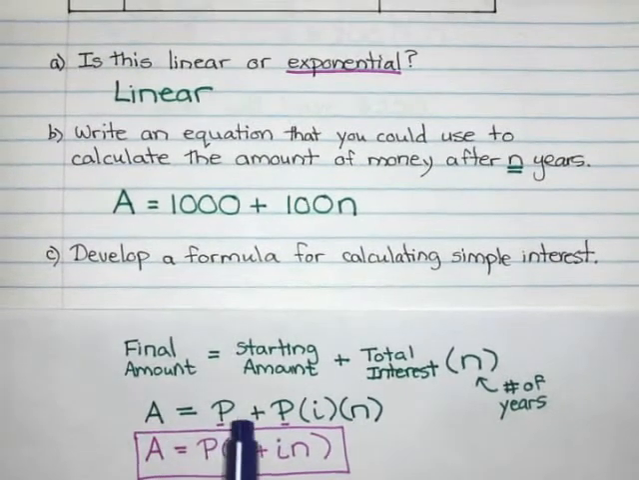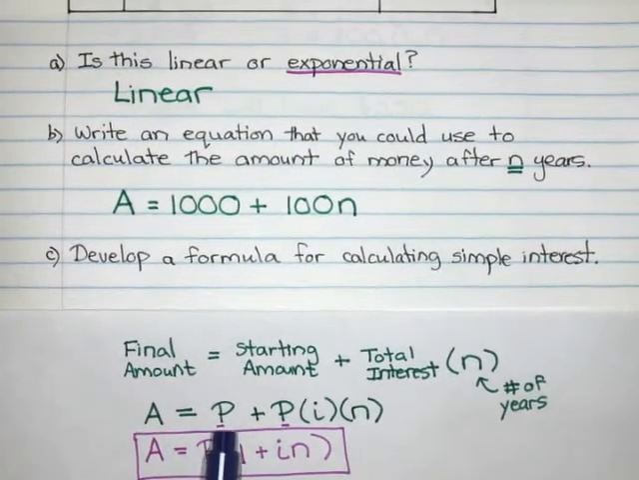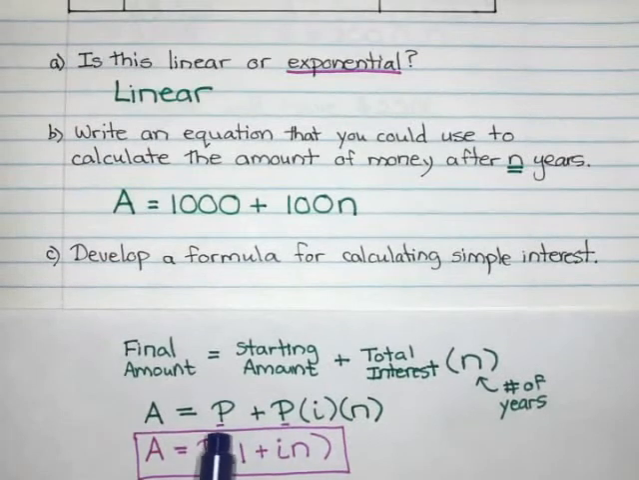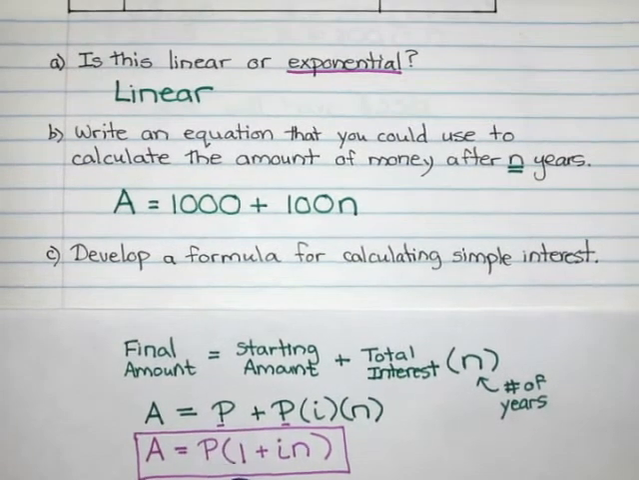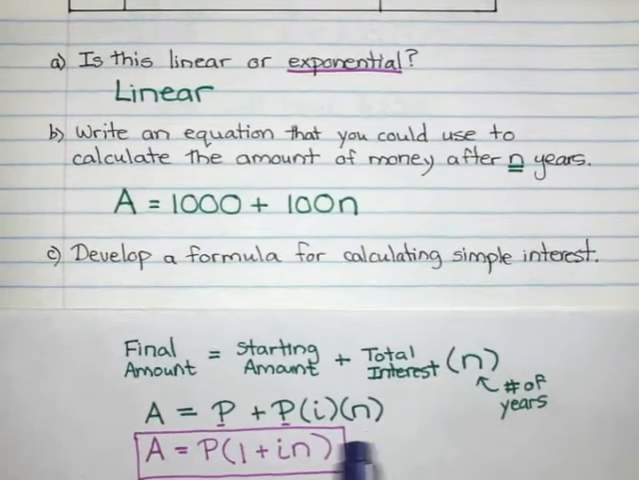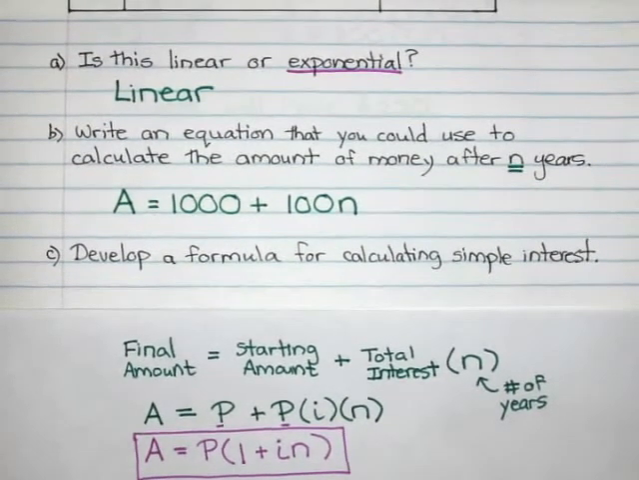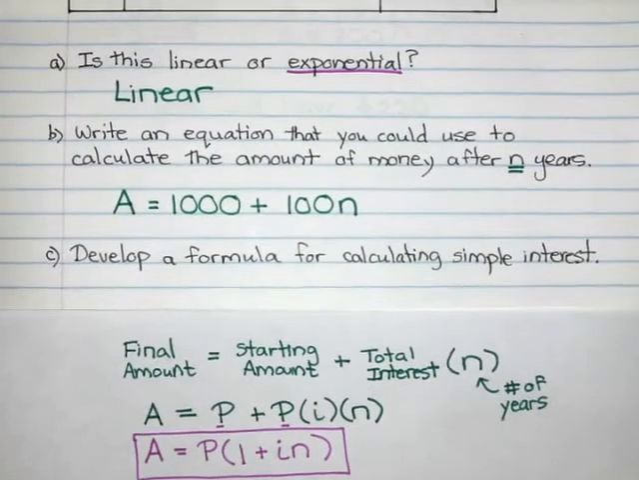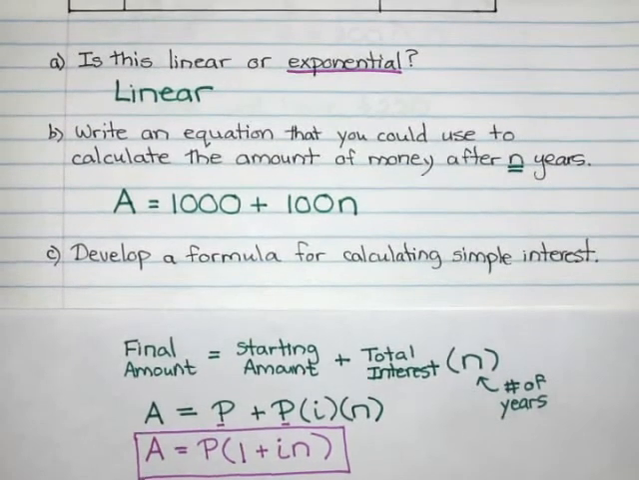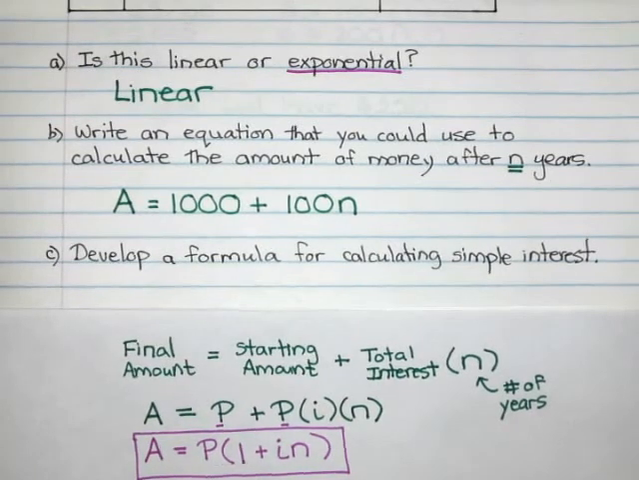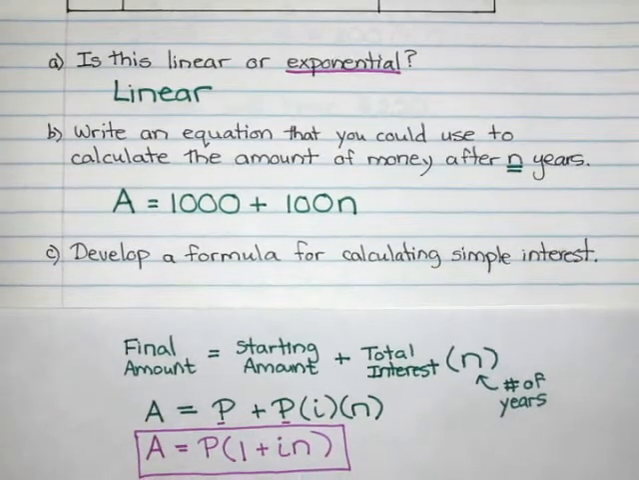Then I took this equation and said they both have a P, so they have a common factor of P. I factored that out. P divided by P is 1, and P I n divided by P just leaves me with I n. So the equation that we can use for simple interest is that the final amount A equals the starting amount, or principal, P, times bracket 1 plus I, our interest rate divided by 100, times the number of years.